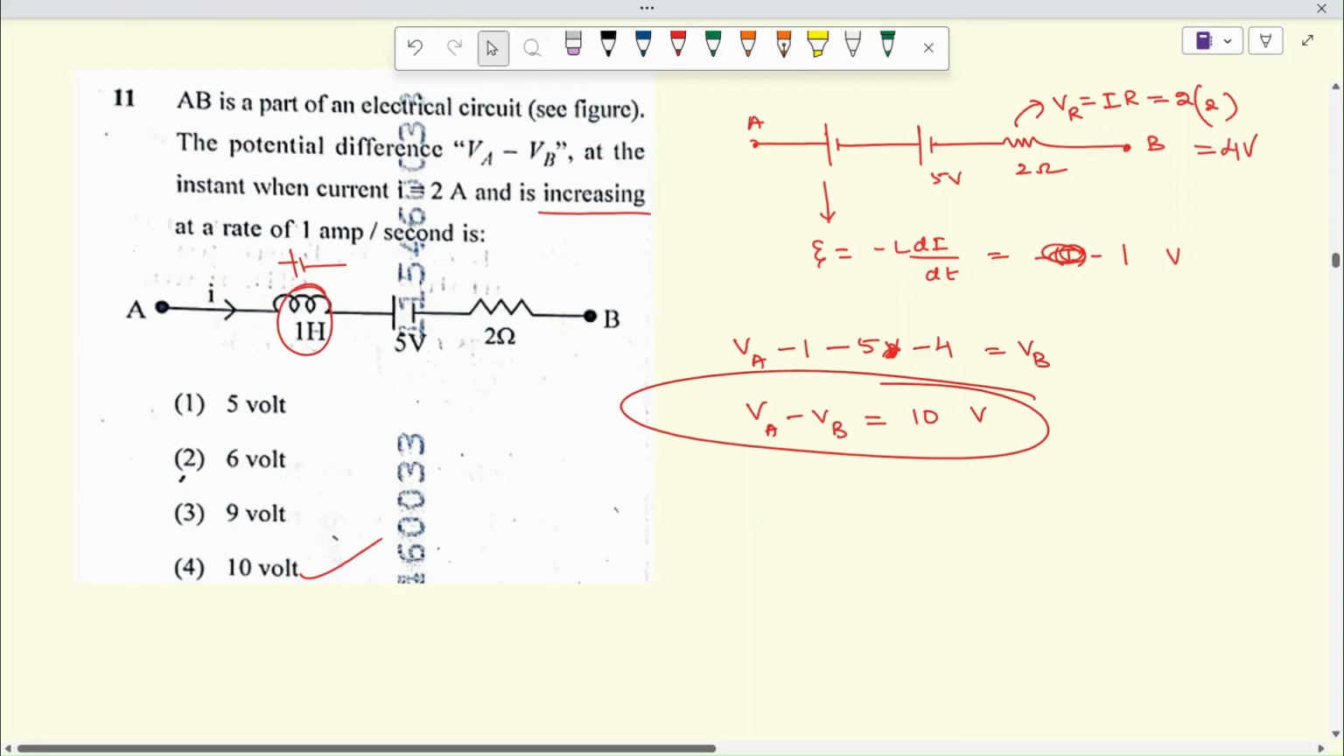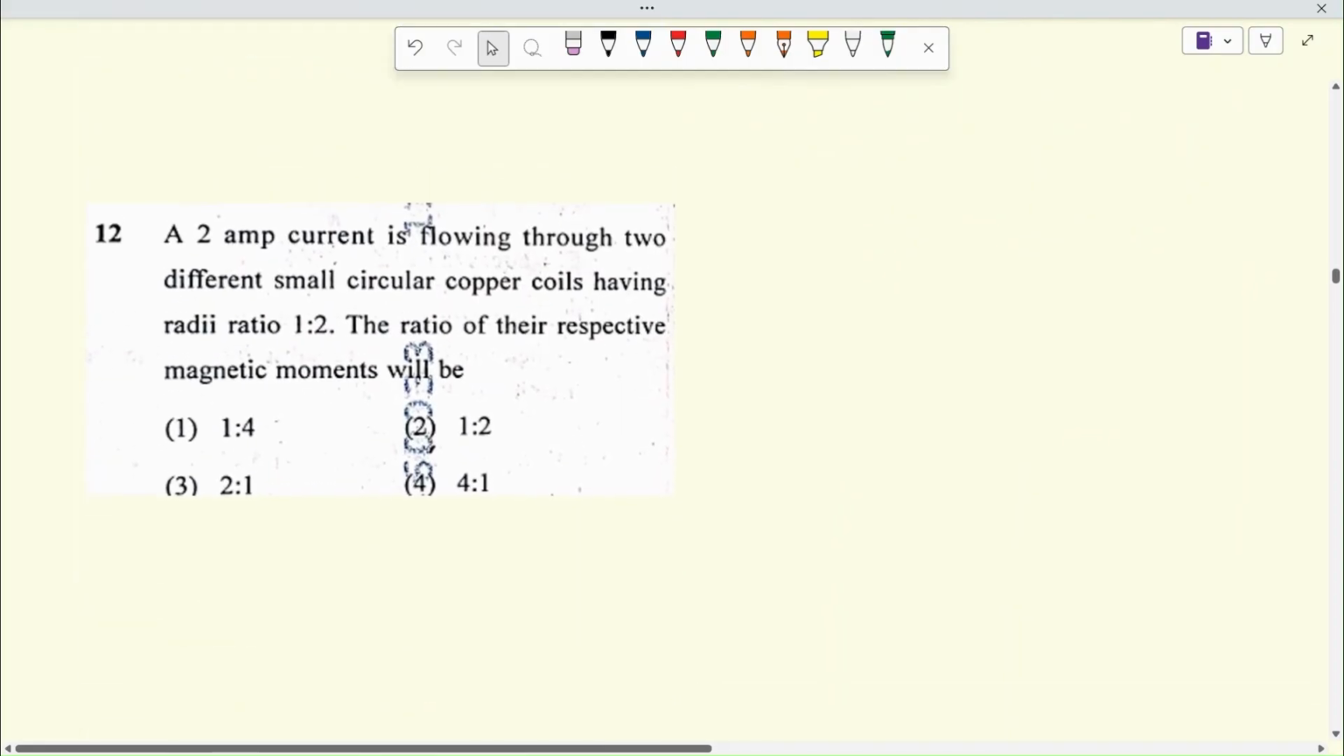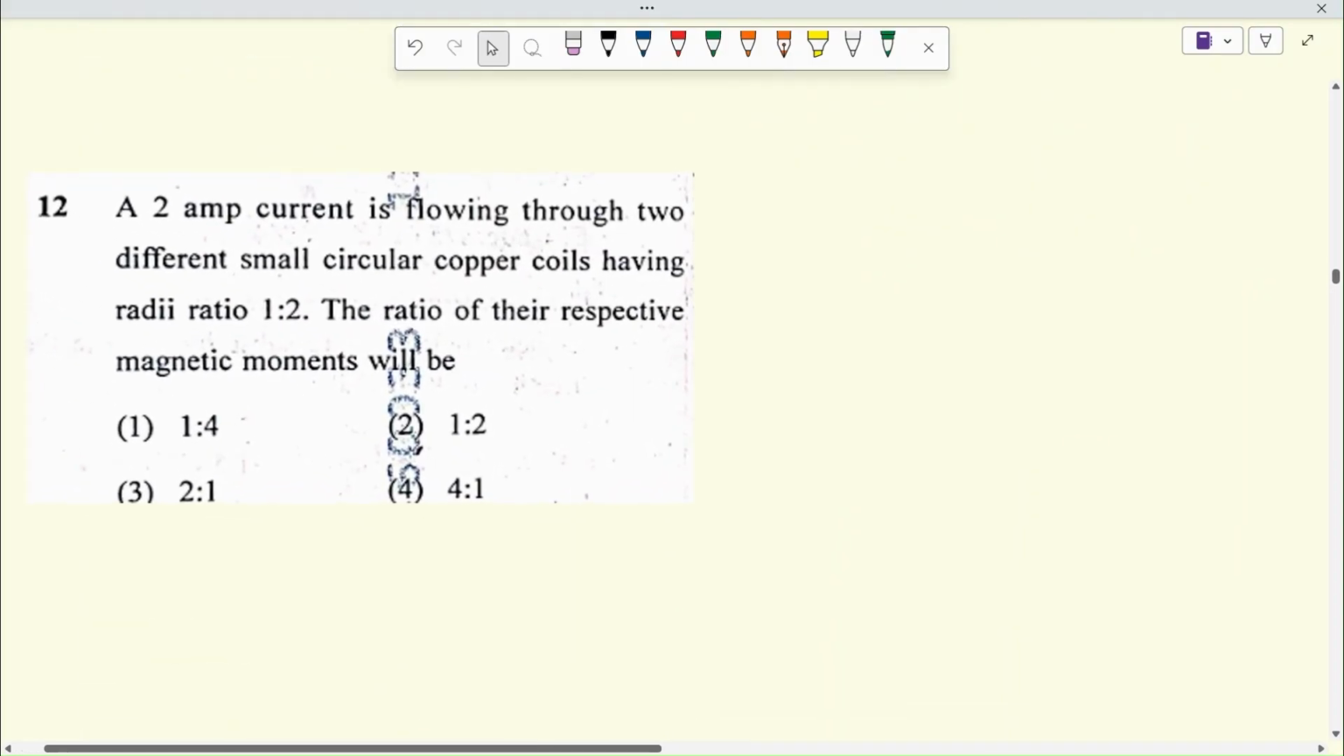Going to the next one. Question number 12. What is given here? A 2 ampere current is flowing through two different small circular coils. Radii are given. Ratio of the magnetic moments. Magnetic moment is equal to I into A. In both cases, I is same.